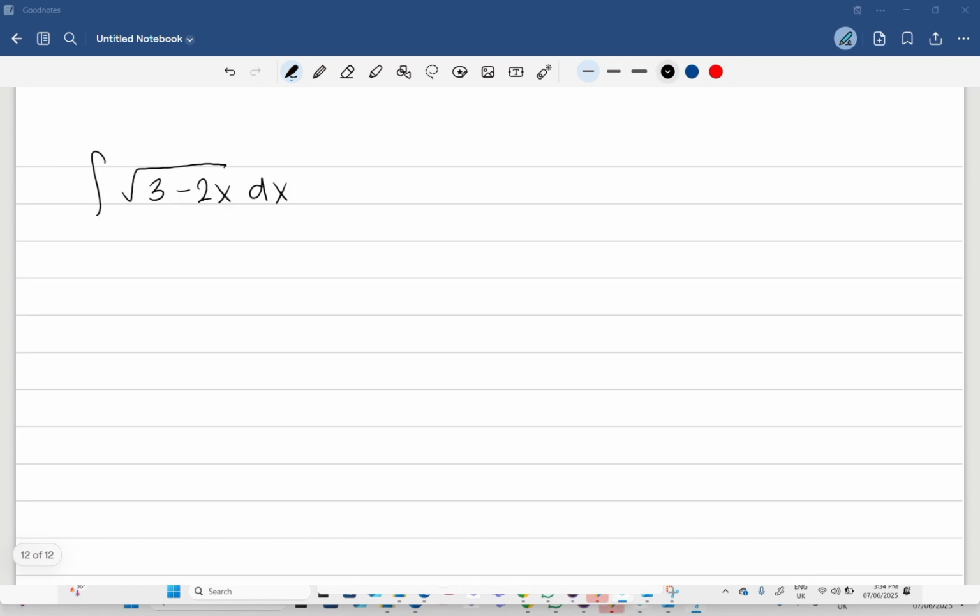Okay, now I have my new integral. It's the integral of the root of 3 minus 2x. Now I'm going to take what's under the radical as my u, so we're going to do this on the side. So u equals 3 minus 2x. I'm going to find the derivative of u, which is negative 2 dx. And then I need to find my dx, which is always du over whatever is next to the dx. So du over negative 2.